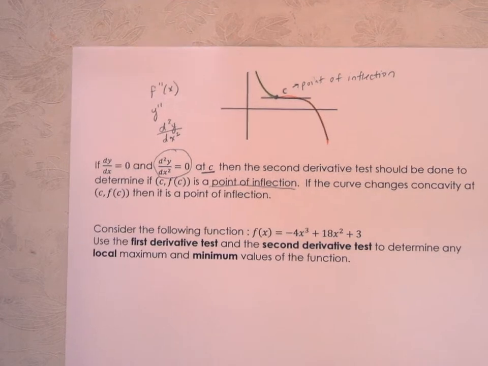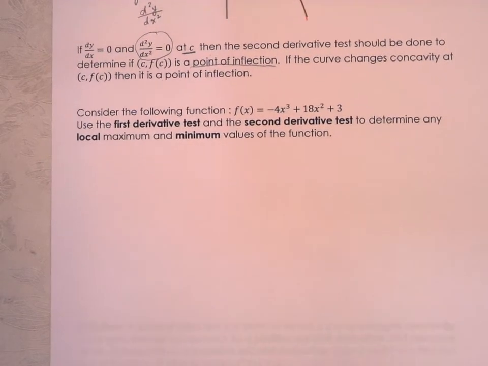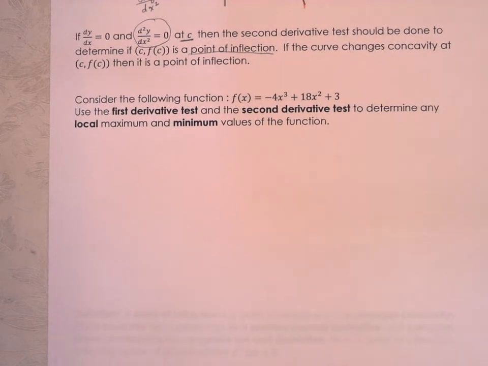All right, so consider the following function. f at x equals negative 4x cubed plus 18x squared plus 3. Use the first derivative test and the second derivative test to determine any local maximum and minimum values of the function. Okay, so first we're going to use the first derivative test.